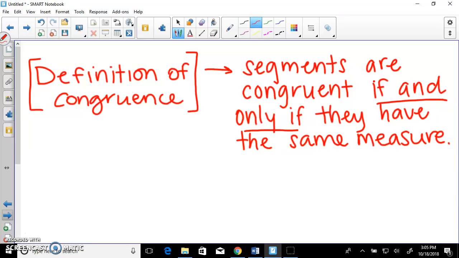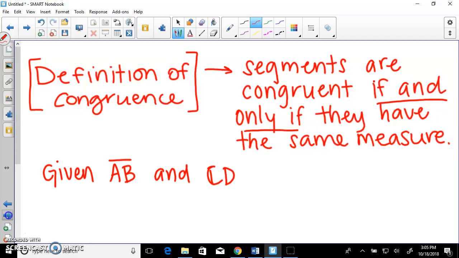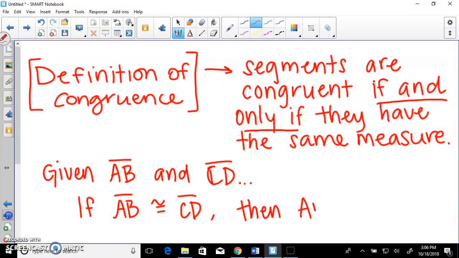So let's think about segments. Given segment AB and segment CD. Okay. If segment AB is congruent to segment CD, then AB, whenever I don't put a bar on top of AB, I'm just talking about its length. Then the length of AB is equal to the length of CD.